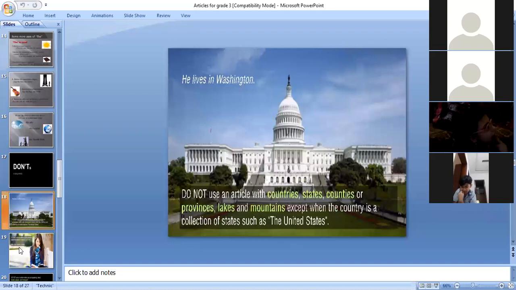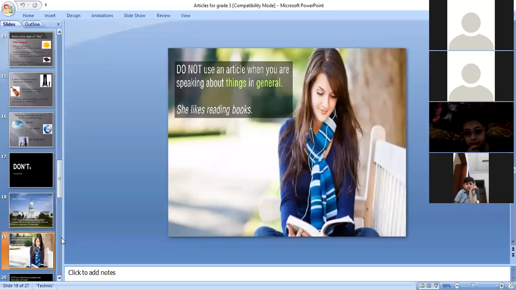Moving on to the next slide. And we also don't use the when you're speaking about things in general. When we are not talking about any particular thing, when we talk about things in general. She likes reading books. We won't put any the. When we put the, it means we talk about specific books. But here, she likes reading books. These can be storybooks, novels, any fiction like this, okay?